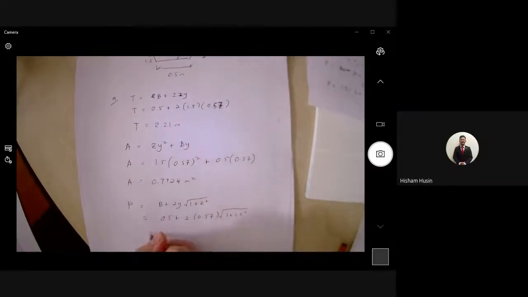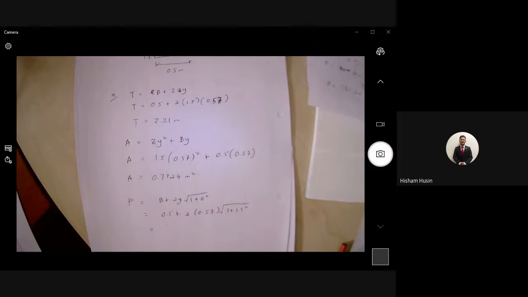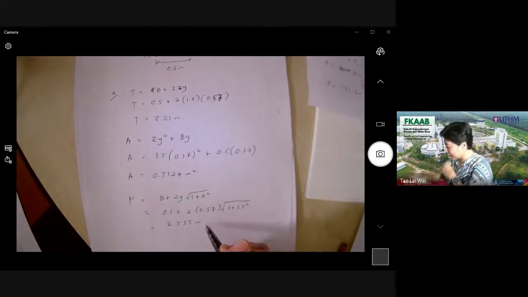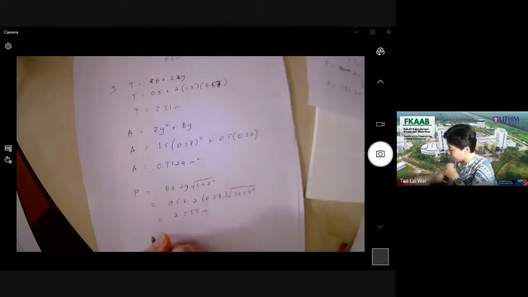Jawapan dia, Hisham? 2555. Oh, you are using millimeter, is it? Yes. Okay, great. It doesn't matter. If you write millimeter, you give the answer in millimeter. 2555 is okay too. I'll give you full mark because the question doesn't ask you to give me in meter. Sometimes it's easier to change it to meter, you have a smaller number, but it's fine.